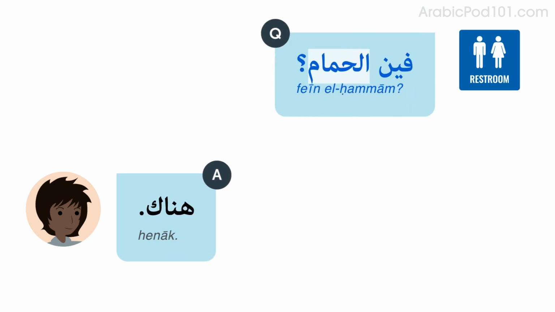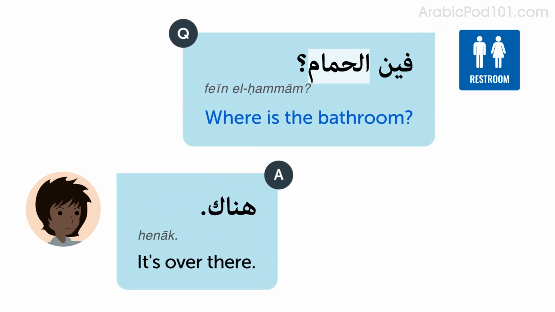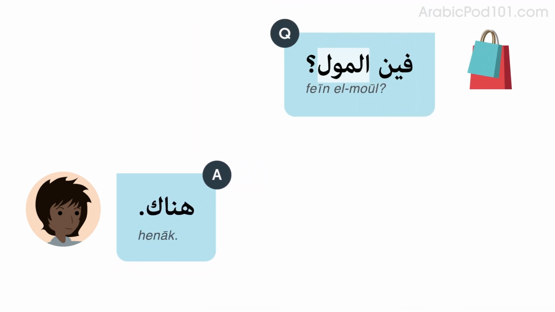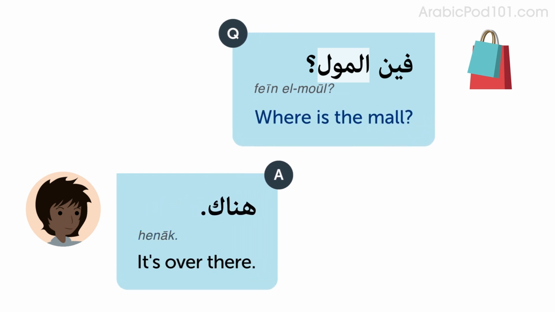فين الحمام؟ هناك. Where is the bathroom? فين الحمام؟ It's over there. هناك. فين المول؟ هناك. Where is the mall? فين المول؟ It's over there. هناك.